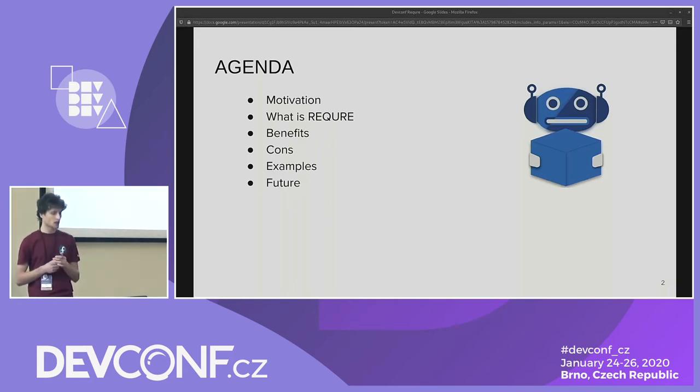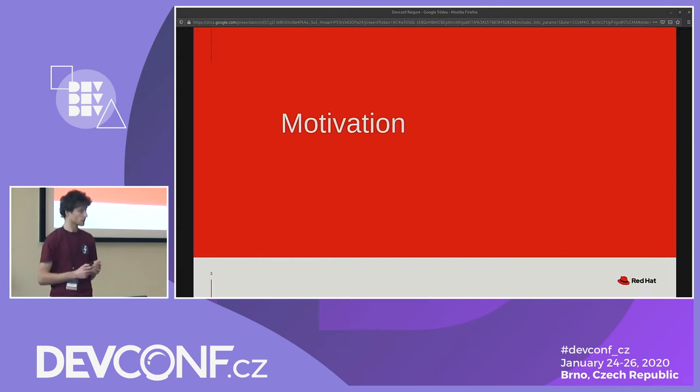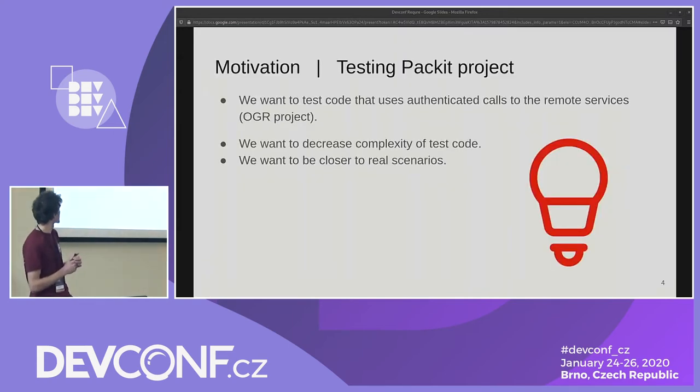So, let's start with our testing story. At first, we will cover why we do some testing system, then we will discover it and say some pros and cons, and then show some examples so that you would know how it works in real. So, the motivation, how it started.